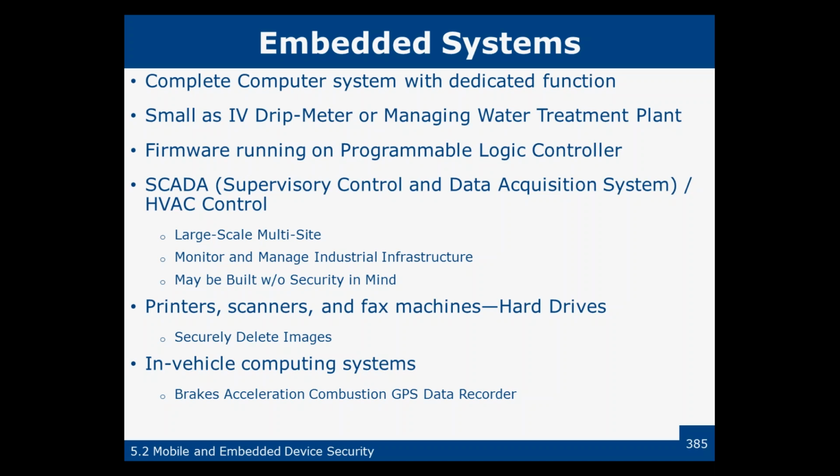The brakes, acceleration, transmission, shift points, combustion, GPS, and a lot of them have data recorders so that if you have an accident, they can go back and look at your black box and see how fast you really were going, if you applied your brakes, and those sorts of things.